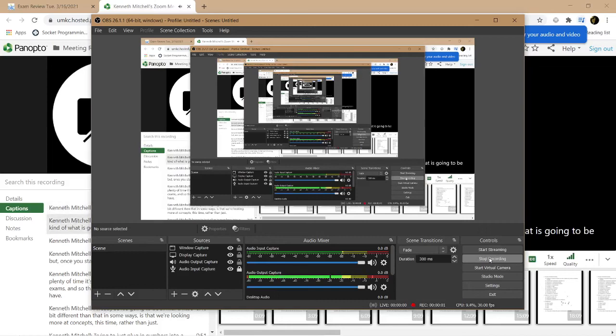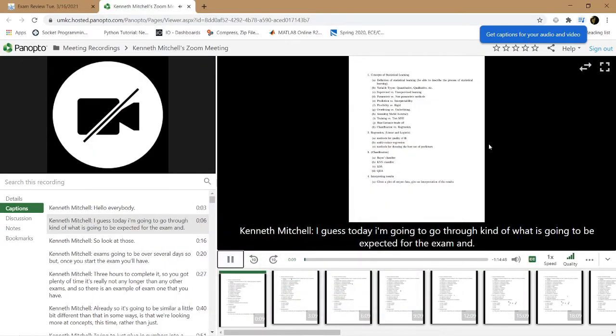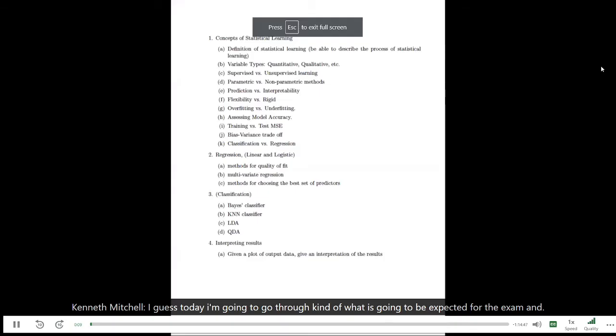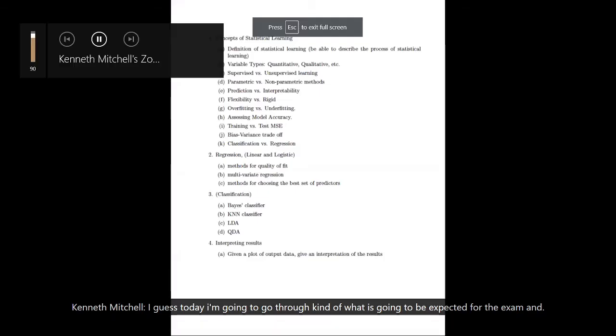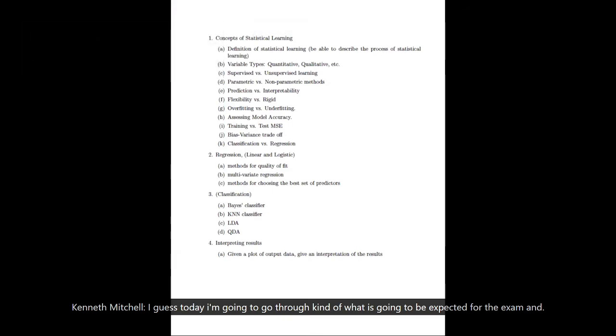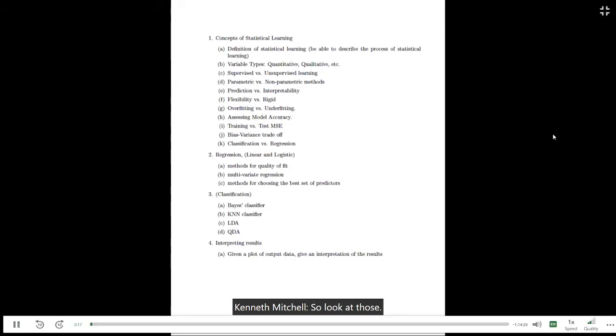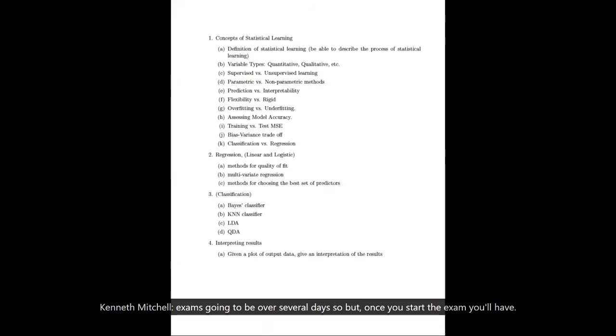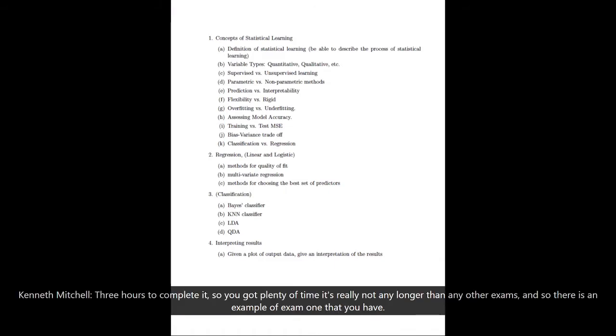I guess today I'm going to go through kind of what is going to be expected for the exam. And so we'll look at those. The exam's going to be over several days. But once you start the exam, you'll have 3 hours to complete it. So you've got plenty of time. It's really not any longer than any other exams.